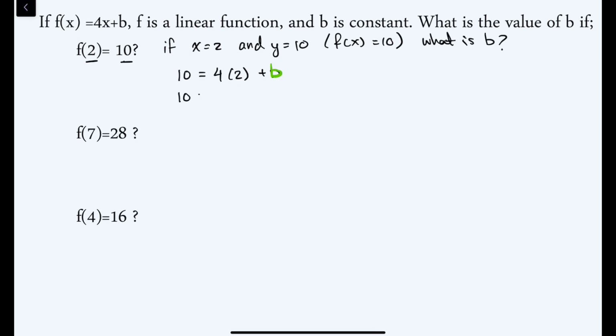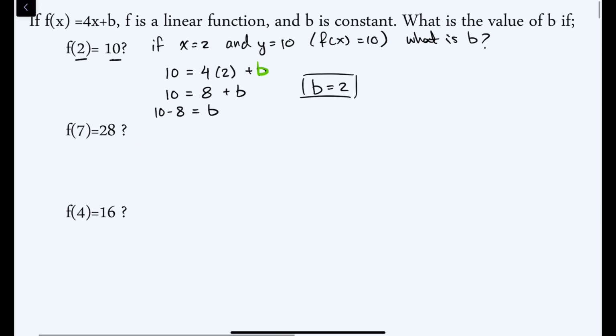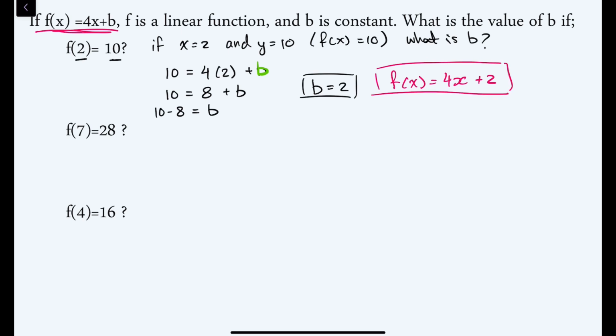So we do 10 is equal to, well, 4 times 2 is 8 plus b. Subtract 8 on both sides. 10 minus 8 is equal to b. Simple enough, right? b is equal to 2. Well, what does this actually mean? This means that the original equation that we came up with is f of x is equal to 4x plus 2, which is not that different from the other problems we saw earlier when we had to find f of x or x.